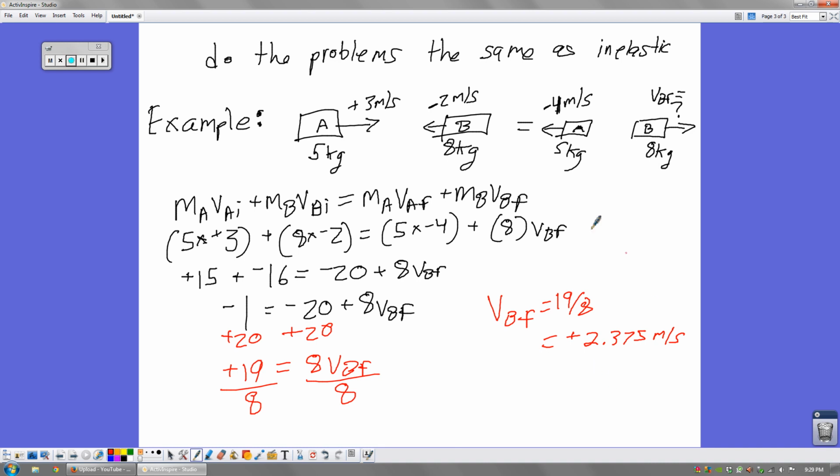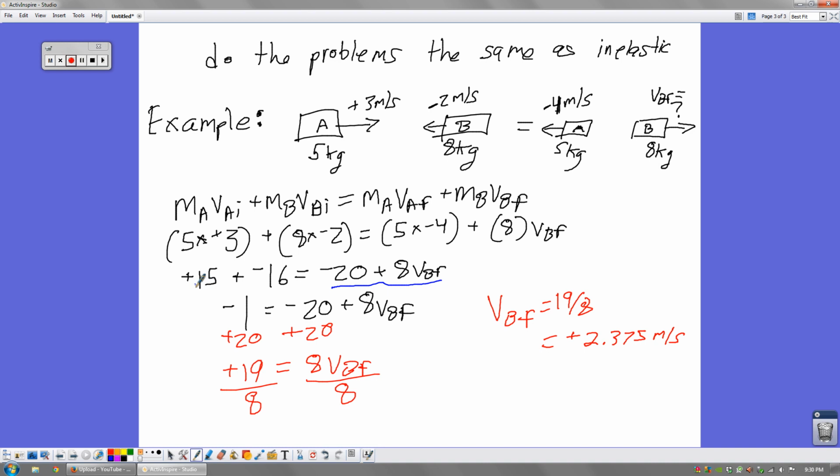Interesting. But they have shared the total amount of momentum. If you don't believe me, we can do an easy little check. This is negative 1. Okay, what's this? Is that also negative 1? Well, 2.375 times 8 equals 19. So you get negative 20 plus positive 19 equals also negative 1. So I have negative 1 equals negative 1. Oh, good. Momentum was conserved.